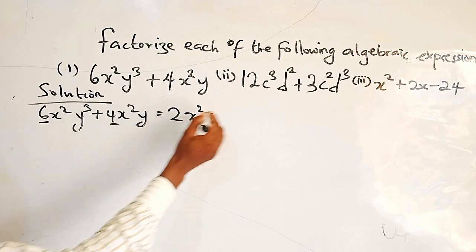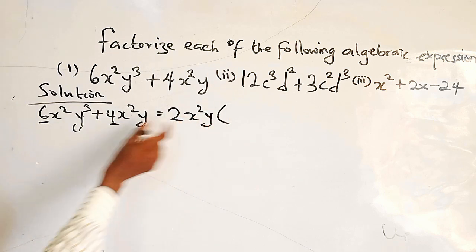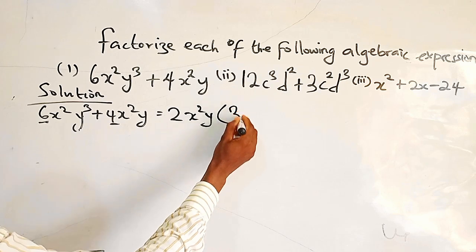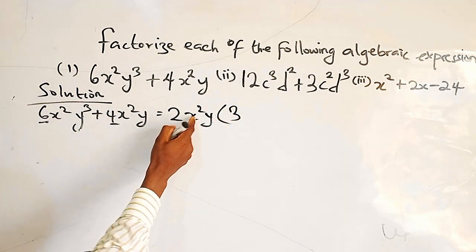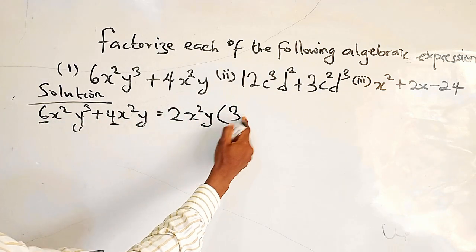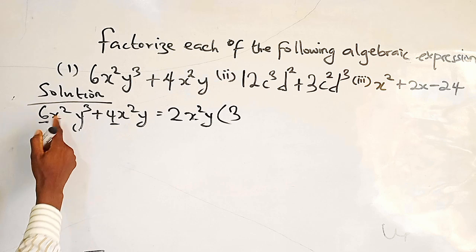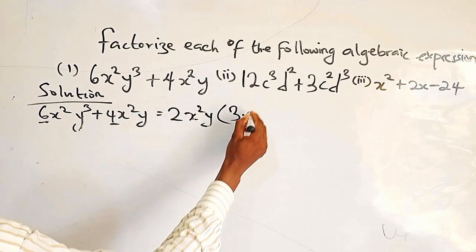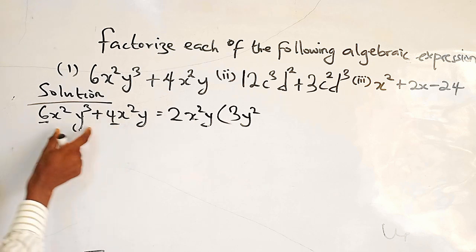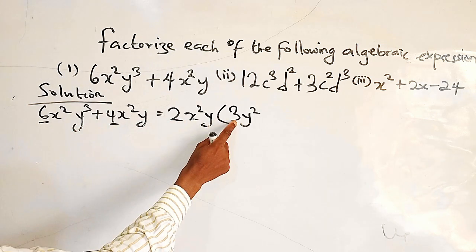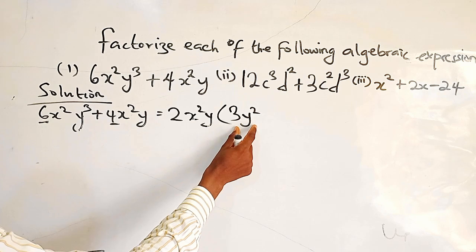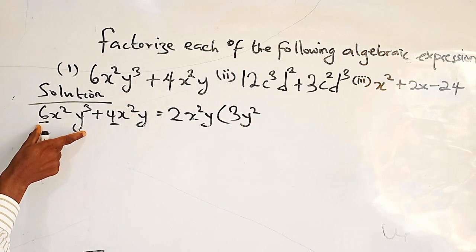So in this case, I'll use this to open the bracket. 2 times 3 is 6. s squared divided by s squared is 1. I still have y squared, since y times y squared gives me y cubed for this side.